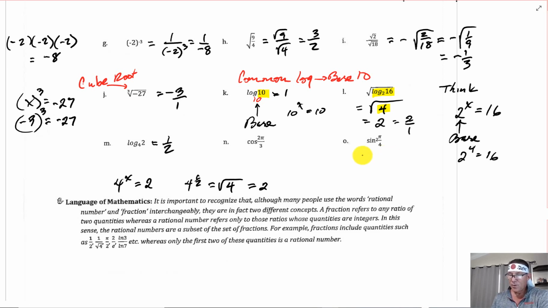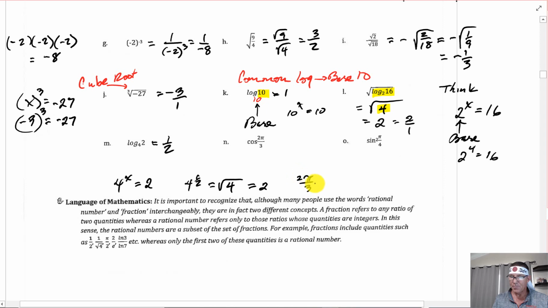Now, on the next two trig problems here, you might want to access what's called the unit circle. Now 2/3 pi is an angle. Let me just talk about 2/3 pi here.